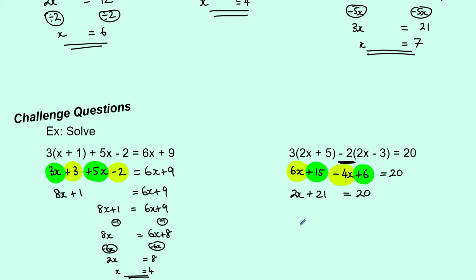I brought that in a little bit to make it neater. We're going to balance out the equation, so we're going to take away 21 from both sides. And we get 2x equals negative 1. And our final step is to divide by 2.